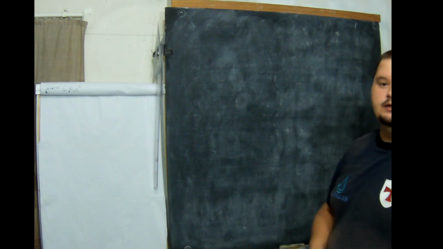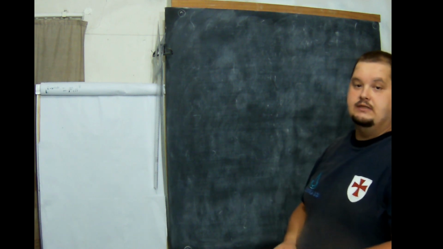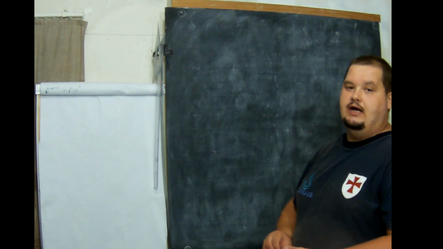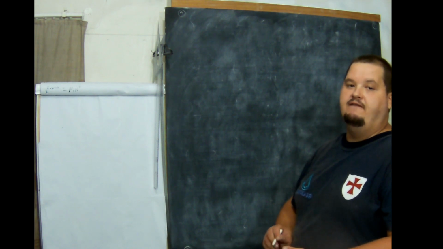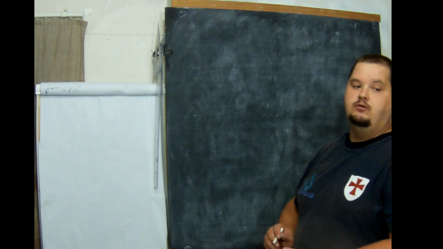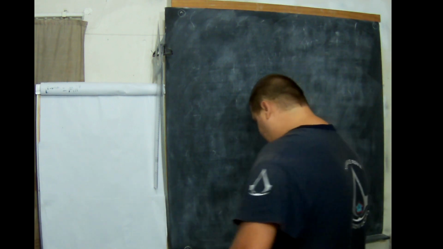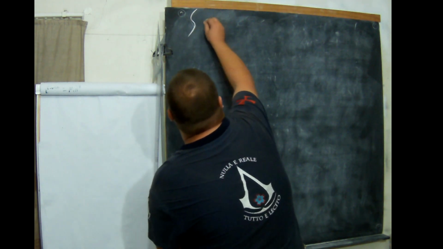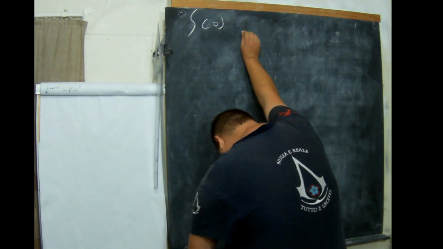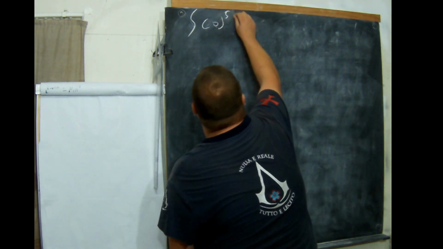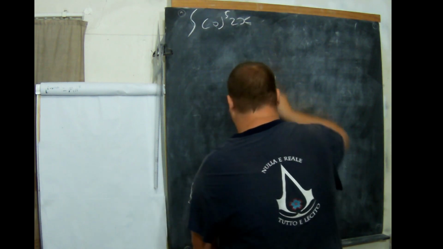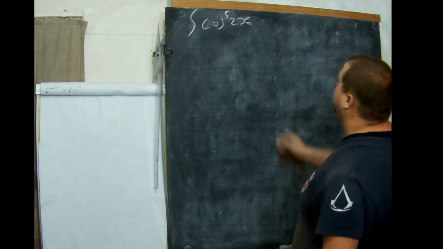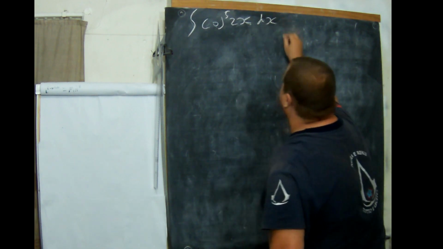And a quick word: in any test or exam you will write, the exponent in these sums will never be above 5. So, cos to the 5th 2x dx.